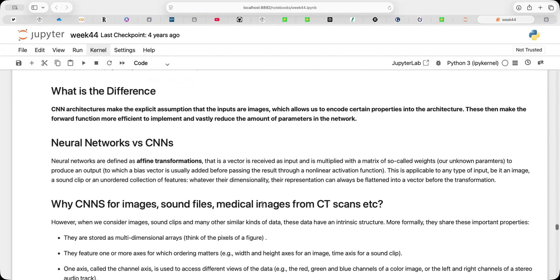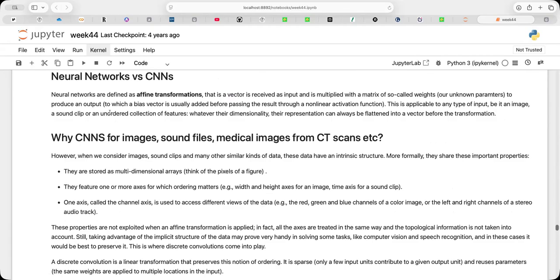So as I said, I just want to give you some words first. We normally call neural networks an affine transformation. That is, a vector is received as input and is multiplied with a matrix of so-called weights. And then we have a series of matrix-vector applications. And we don't do any reduction of the dimensionality. So these transformations are made through the network, and at the end, you come out with a prescribed final dimensionality of your output.